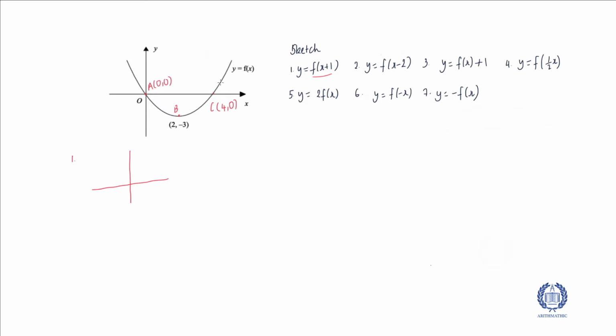So the first one is we're moving 1 space to the left. My A point, if I move that to the left, what happens to my x coordinate? That 0 becomes minus 1, right? So my A coordinate is going to be minus 1, 0. That is my A. Now the B coordinate is also moving 1 space to the left.